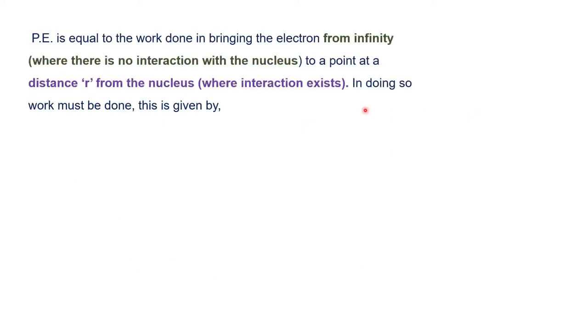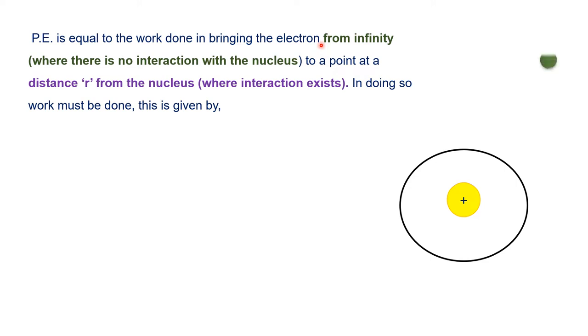While potential energy is equal to the work done in bringing the electron from infinity. Infinity here means that the electron is present at that point where there is no interaction between electron and nucleus. And this electron will be brought to a point where there is interaction between the electron and nucleus. So for this process a work is done that is equal to potential energy, and that has the formula minus force multiplied by distance.